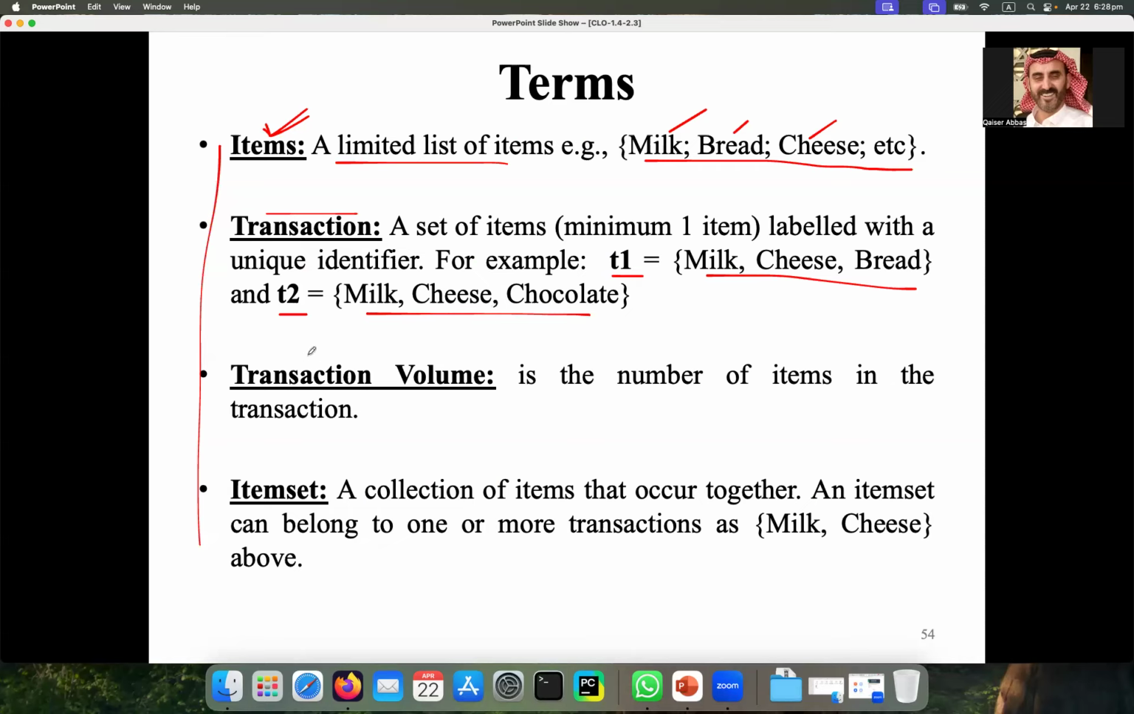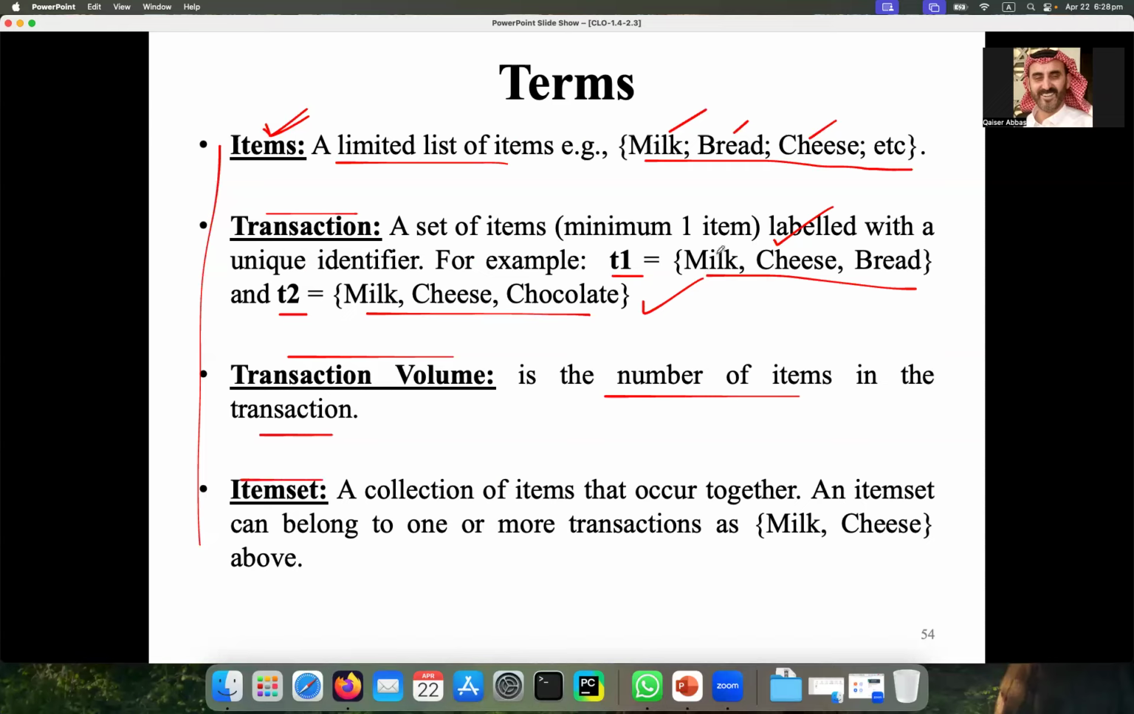So what is transaction volume? The number of items in the transaction is called the volume. So what is the volume of that? 3. What is the volume of that? 3. If some transaction has 5 elements, the volume is 5.